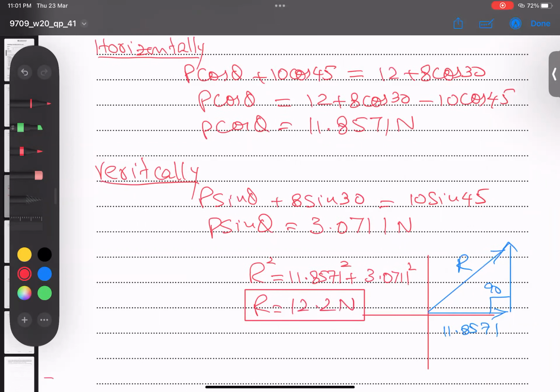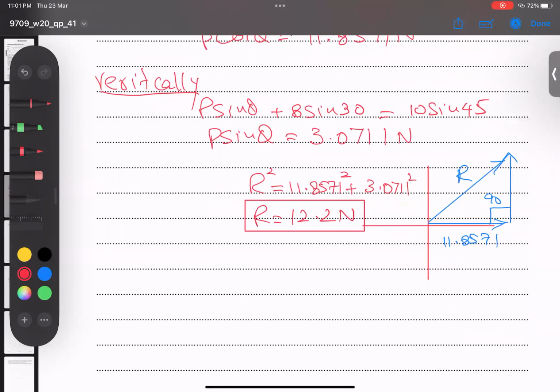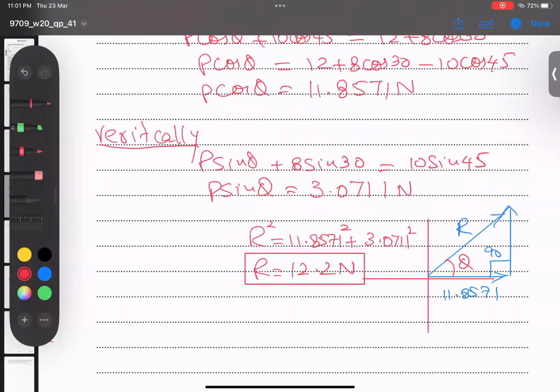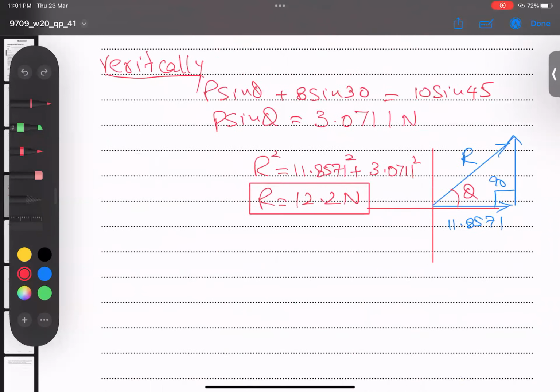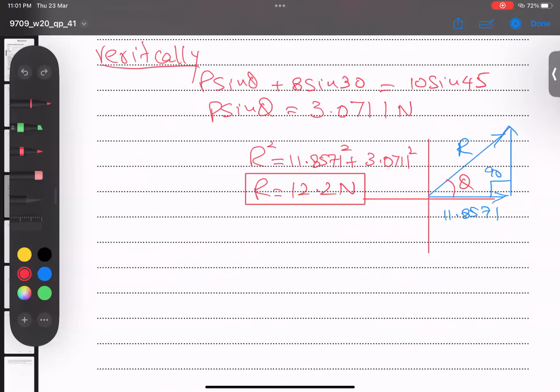I believe the point is very clear. Now I'm looking for the angle theta, because he's asking for theta. What is the question asking? P and theta. So P and theta. How to find theta? Tan theta.